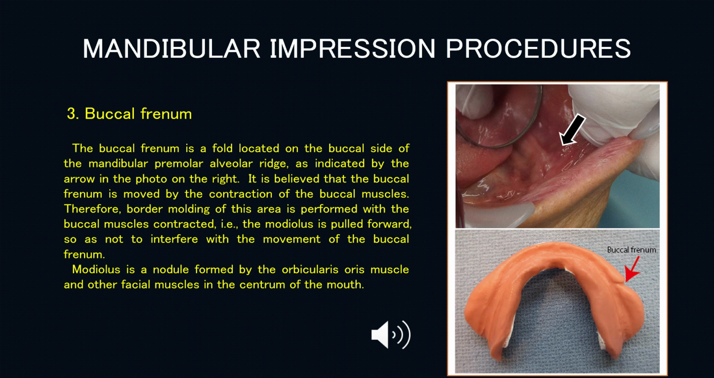Therefore, border molding of this area is performed with the buccal muscles contracted, i.e., the modiolus is pulled forward so as not to interfere with the movement of the buccal frenum. Modiolus is a nodule formed by the orbicularis oris muscle and other facial muscles in the centrum of the mouth.